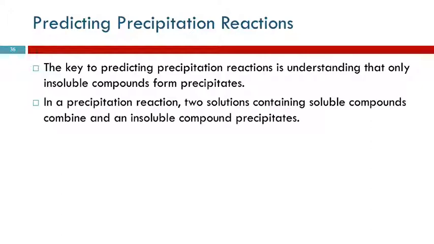So in a precipitation reaction, we're going to look at the products that could possibly form, and we're going to use our solubility rules to identify which ones would be insoluble. Only the insoluble combinations can make a precipitate. So what happens in these reactions, we have two solutions containing soluble compounds that when we mix them, one of the new combinations is insoluble.